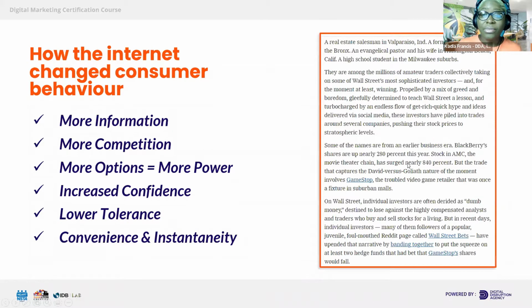It says, a real estate salesman in Valparaiso, Indiana, I think, a former line cook from the Bronx, an evangelical pastor, and his wife in Huntington Beach, California, a high school student in the Milwaukee suburbs. They're among the millions of amateur traders collectively taking on some of Wall Street's most sophisticated investors, and for the moment at least, they're winning. So this says they're propelled by a mix of greed, but I think it wasn't greed.